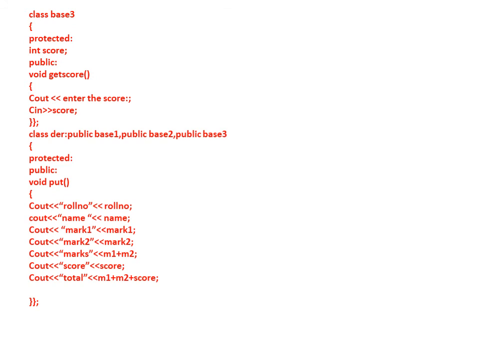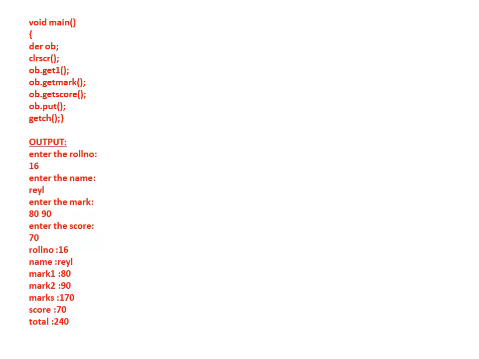Inside the put function now I will be printing all the values like roll number, name, mark 1, mark 2, as well as I will be finding the total score and I am going to print it. So let us see what is happening inside my main function. As usual, we will be creating an object for the derived class. Since all the properties are going to be utilized in my derived class, it is enough if we create an object for the derived class alone.